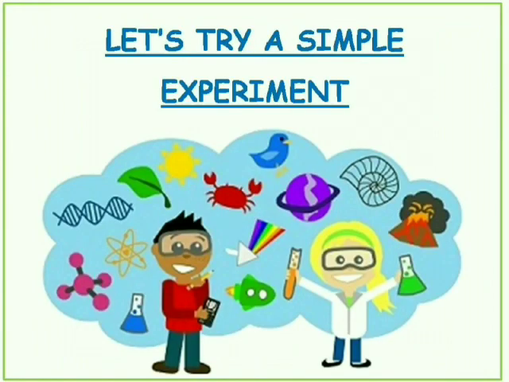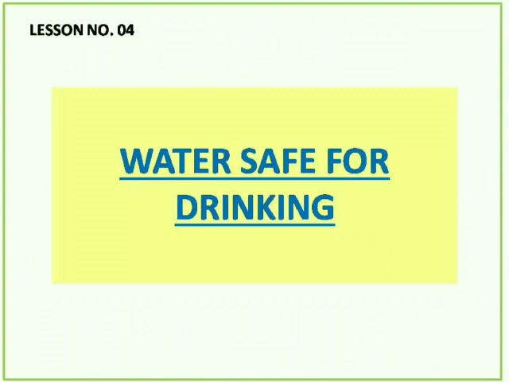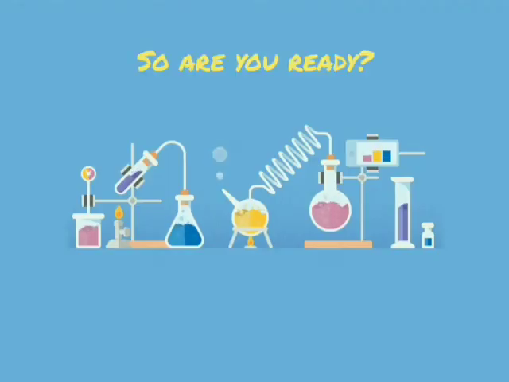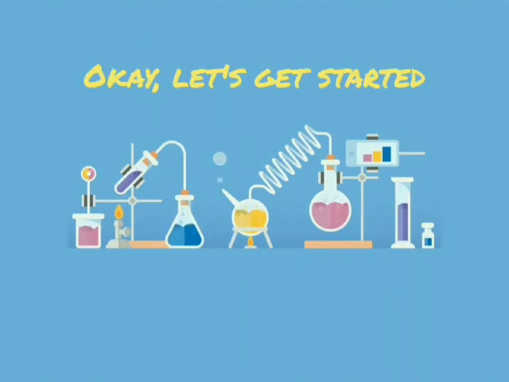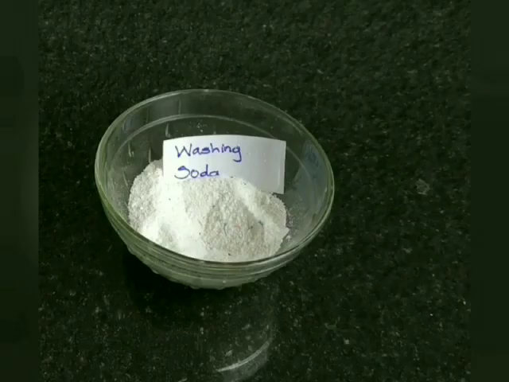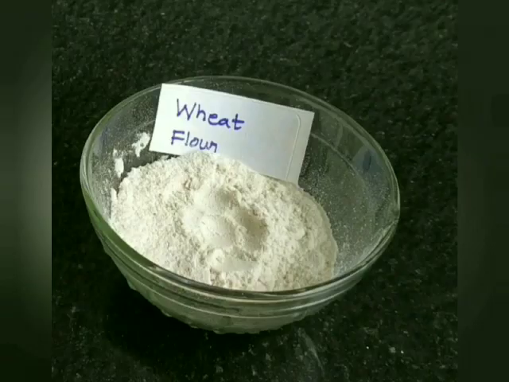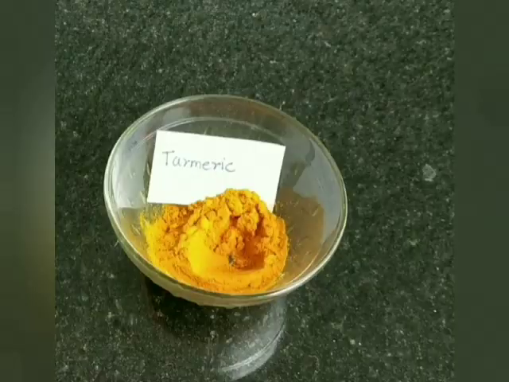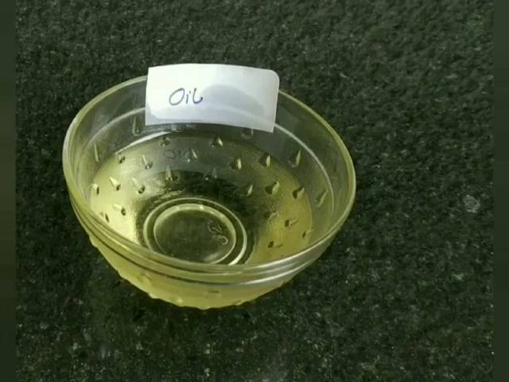Today, we are going to try a very simple experiment from lesson number 4, Water Safe for Drinking, with basic things which you will get at home. So, are you ready for it? Okay, let's get started. We require sugar, salt, washing soda, soil, wheat flour, sawdust, turmeric powder and some oil.